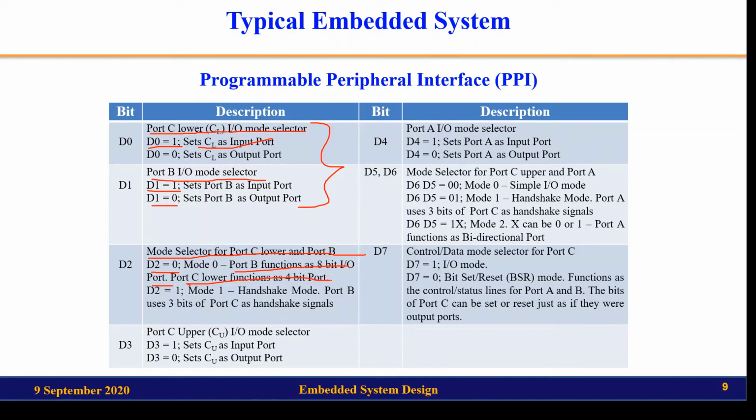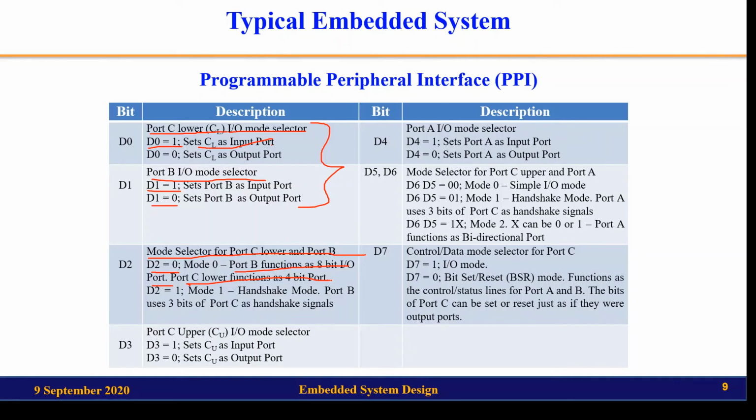And next D2 equal to 1. The mode we will be considering is mode 1. As I told, this D2 is for mode selection of port C lower and port B. So D2 equal to 0 indicates mode 0, where port B is selected as an 8-bit parallel port, or we can say IO port, and port C lower is considered as the 4-bit port. And next D2 equal to 1 represents mode 1, where we'll be using it as handshake mode.